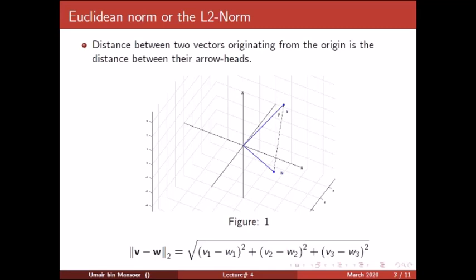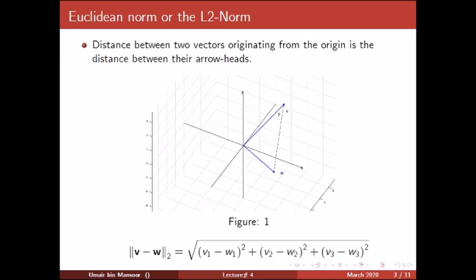So the distance between these two vectors is actually the distance between their respective heads. You can represent it in an equation similar to the previous example that you have seen. The distance is actually the difference in the respective components of the heads of the vectors.